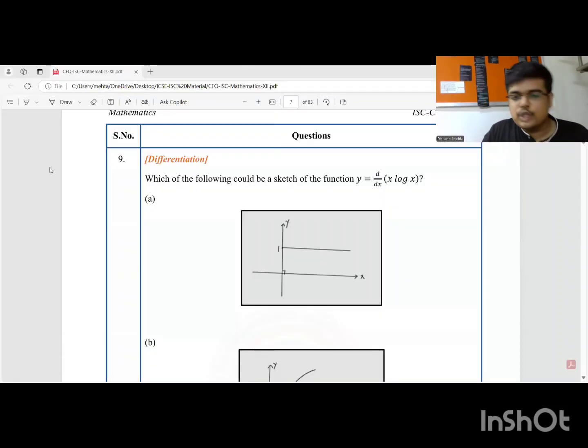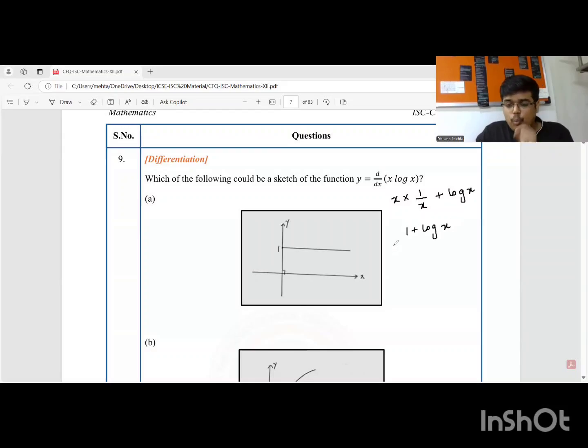So students, in this first question, question number 9, don't really worry about the options. In the options, there are 4 graphs. But what we will do is we'll normally take the derivative using UV rule of derivative. I'm sure you know the product rule. So over here, when we take the derivative, it is x into derivative of log x, which is 1 by x, plus log x into derivative of x, which is 1. So you'll get the derivative is 1 plus log x.